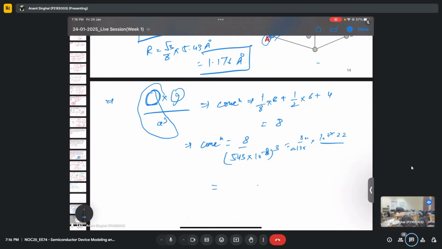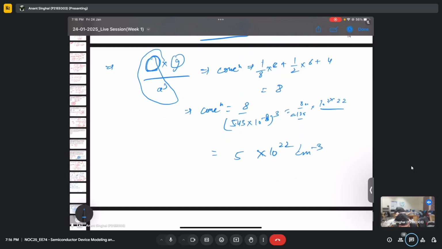It should be something, I guess, 125 into what is 0.3, 0.4, 0.5 or 0.6. So it should be around 5 to 6 times 10 raised to 22. Around 5. Okay, so let's write 5 times 10 raised to 22 atoms per centimeter cube. That is fine. And the third is the density.